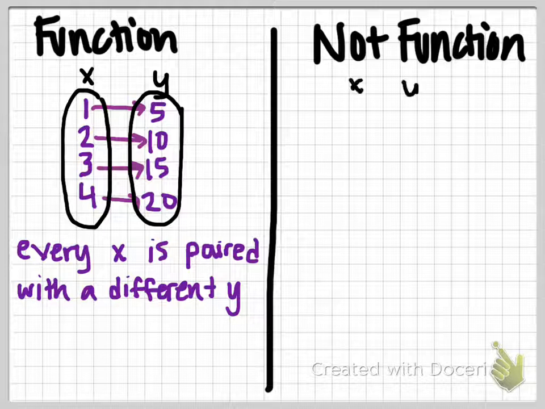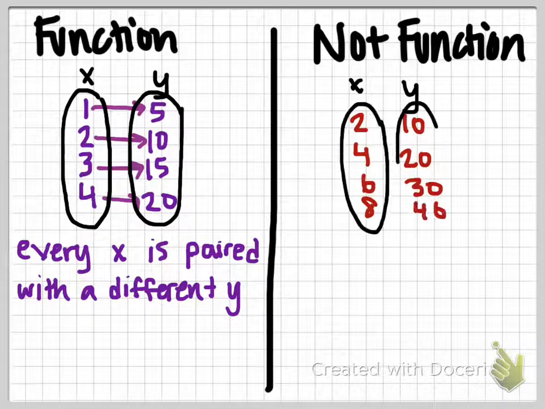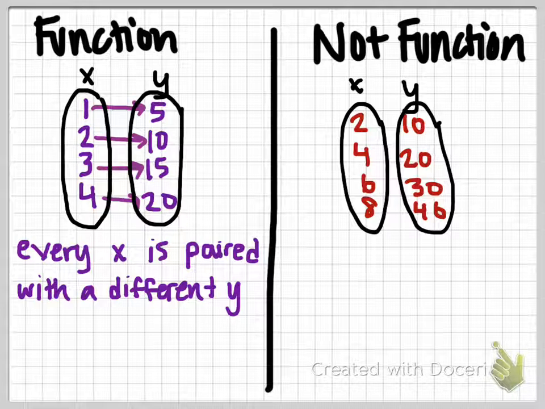A not function could look like this as a mapping, where you have 2, 4, 6, 8 as your x values, and 10, 20, 30, 40 as your y values. And the arrows show the relationship, so that's the key here. So let's say 2 is paired with 10, but it's also paired with 20. 4 is paired with 20, 6 is paired with 30, and 8 is paired with 40.